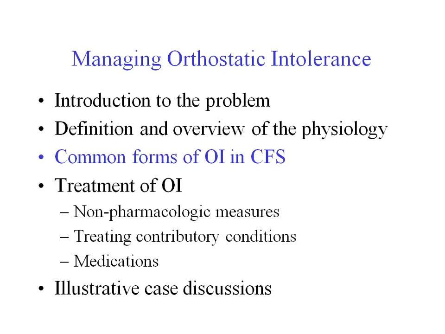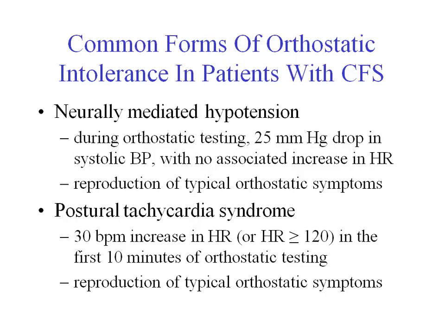Let's go then to the common forms of orthostatic intolerance that we see in people with CFS. The two main ones are neurally mediated hypotension, NMH for short, and this is a reflex reduction in blood pressure. We define it as a 25 millimeter of mercury drop in the systolic blood pressure with either standing or tilt table testing. And usually at the time blood pressure is dropping, we do not expect to see an increase in heart rate. With that, you should see reproduction of the typical symptoms that the person is complaining of.